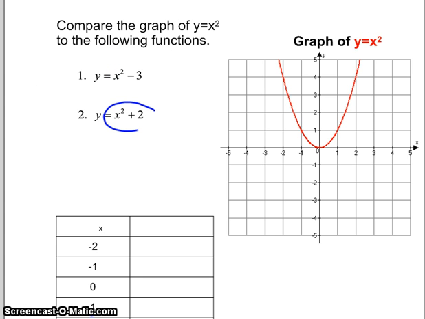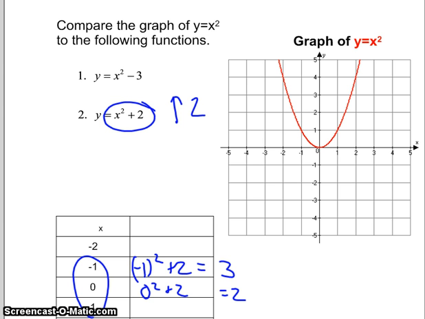X squared plus 2 is going to be another vertical shift, but it's going to go up this time. And we can verify that through our ordered pairs. -1 squared plus 2 is 1 plus 2, which is 3. 0 squared plus 2 is equal to 2. And then 1 squared plus 2 is equal to 3. If I plot these three ordered pairs, I'll get -1, 3; 0, 2; 1, 3. And I have a parabola opening upward with the same width as x squared, but it's shifted up 2 units.